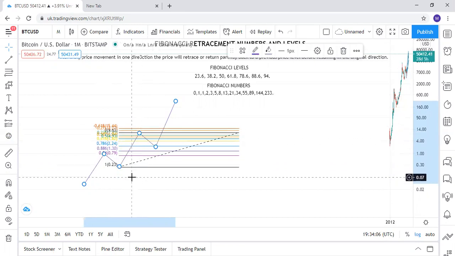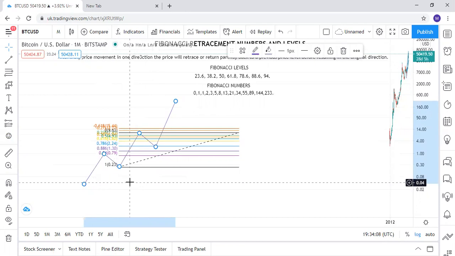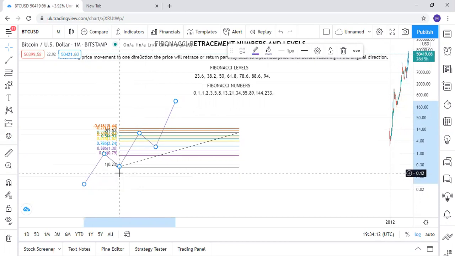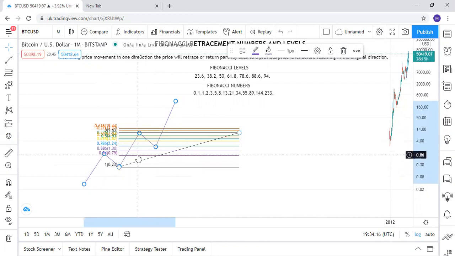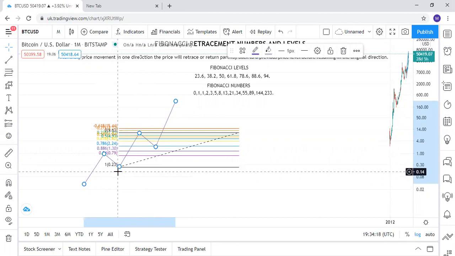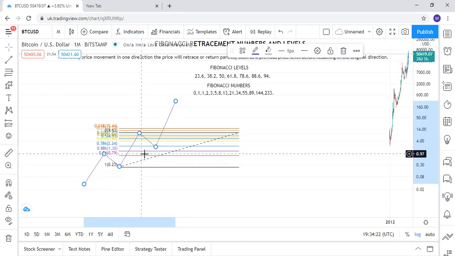We're particular about retracement, so we work on the impulsive move. Once the impulsive move ends, I want to know where the retracement will happen. That's when we take our Fibonacci. You mark it from the higher low to the higher high in an uptrend.